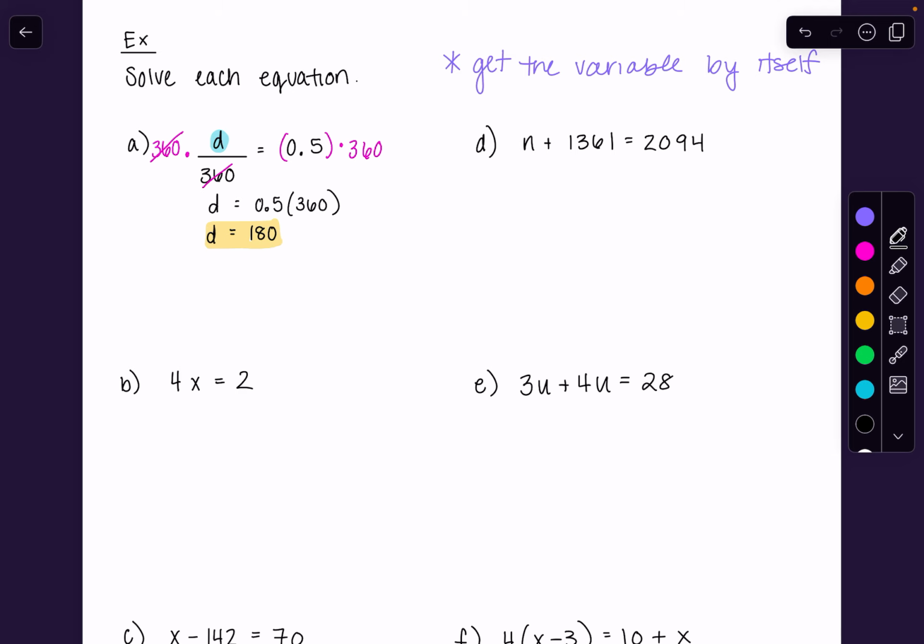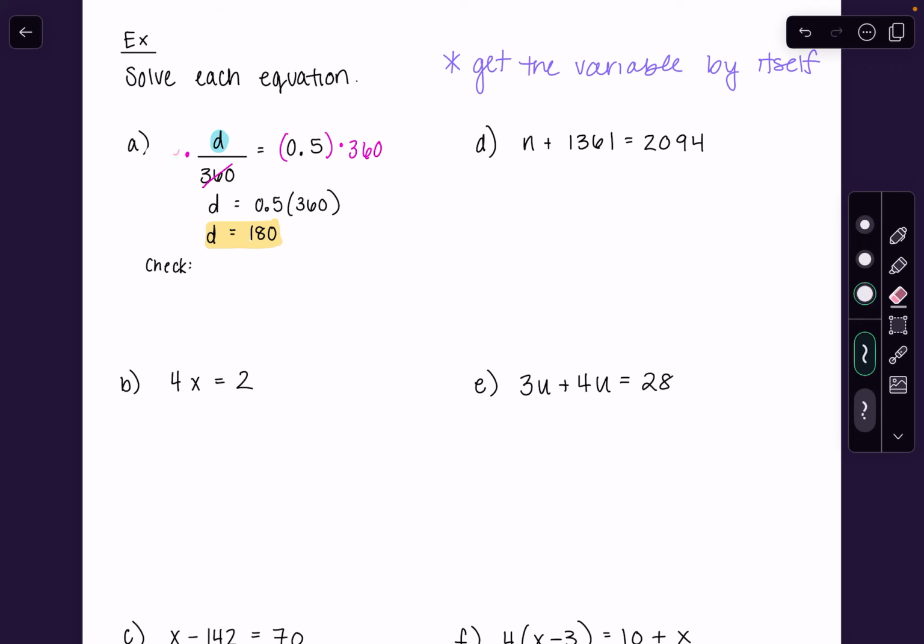So what I would tell you is while you're starting out with this, you should check your solutions. If it gets really complicated, it's a little bit harder to do so, but it's a good habit to get into. Because again, what this should do is lead to a true statement.